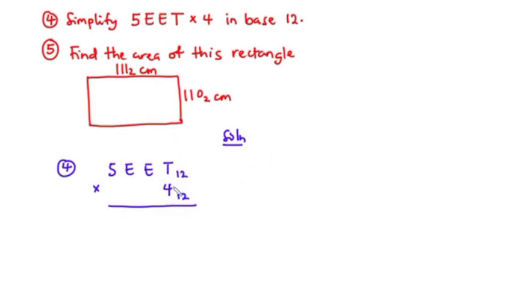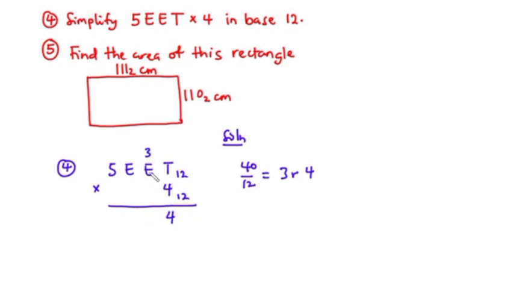T times 4 is the same as 10 times 4. So 10 times 4 is 40. 40 divided by 12, we have 3, remainder 4. 12 times 3 is 36. 40 minus 36 is 4. So we write the remainder here, and then we carry on 3.